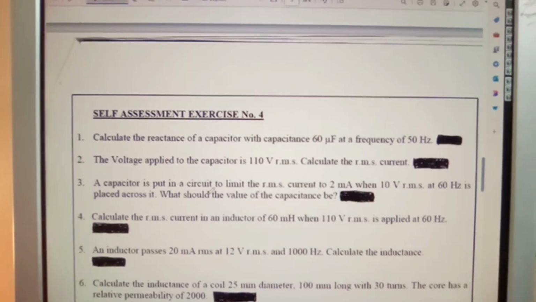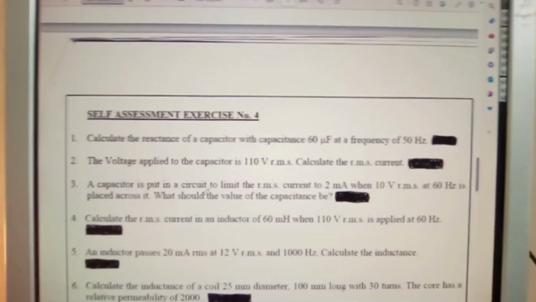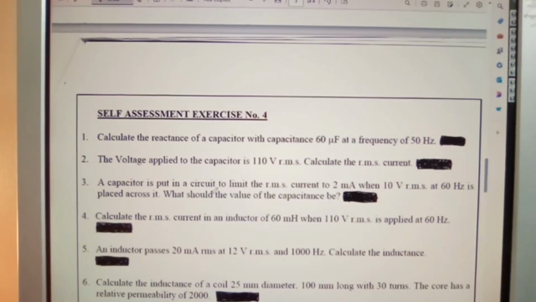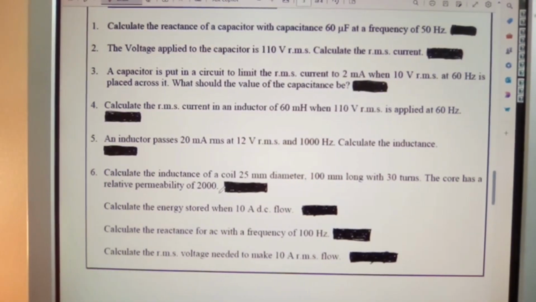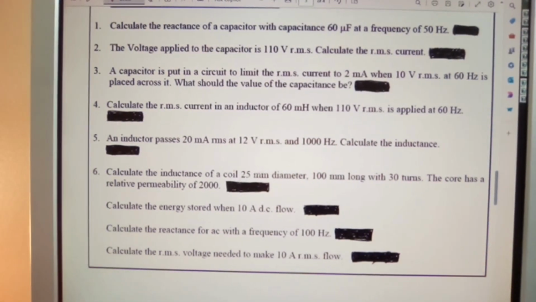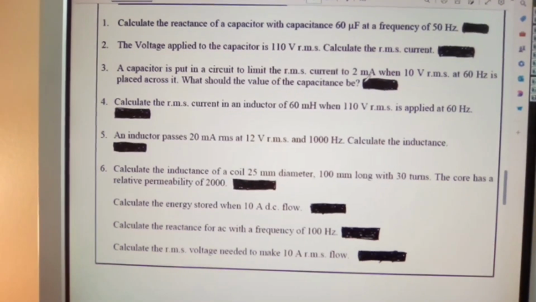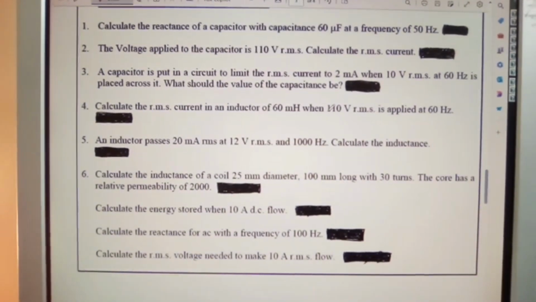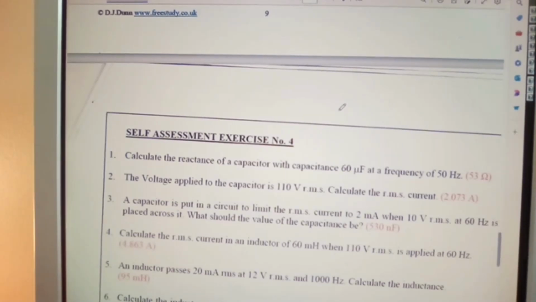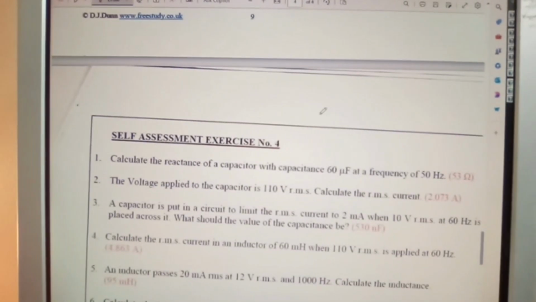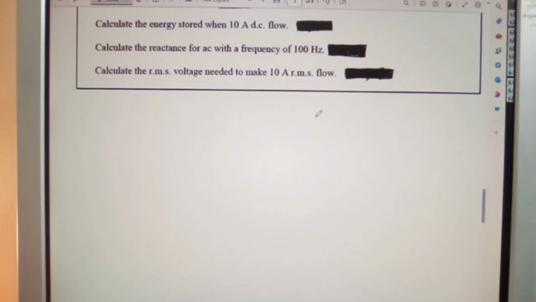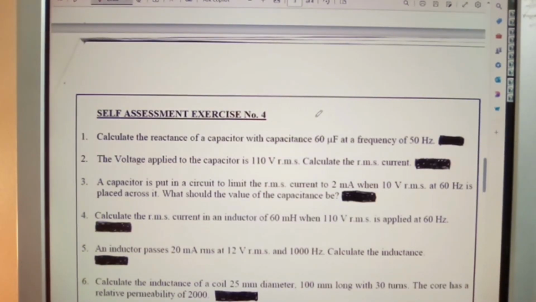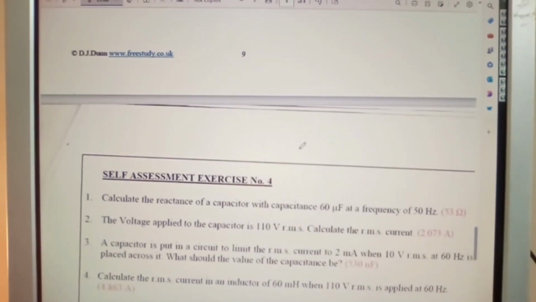Now do some of this work for yourselves. I cannot remember if I gave you the answers, but I will know in a moment if I did or didn't. Let me just go back up a little bit. Yes, I did. Now you can see here, I've given you the answers for your own working out process.